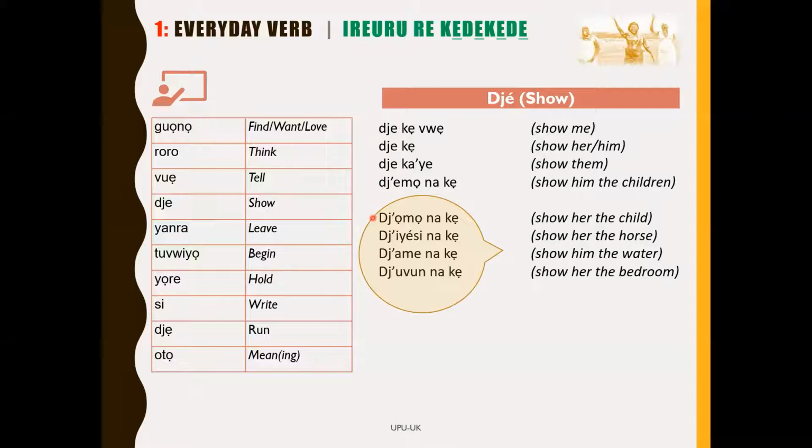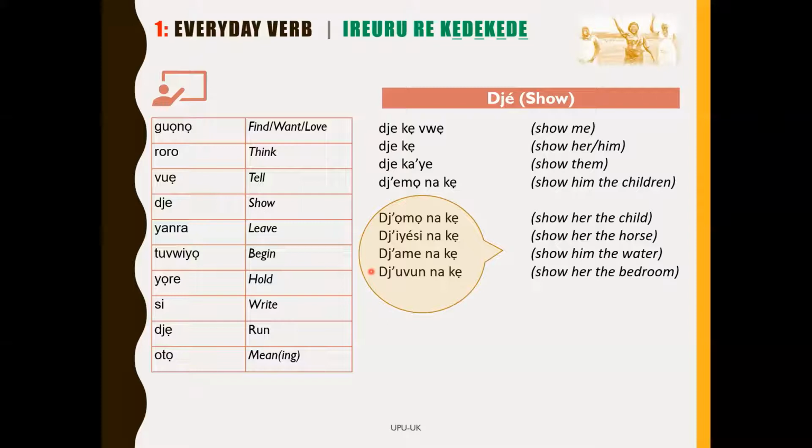Child, gomo nake. Similarly, when you have another subject that begins with a different vowel, as in the case of a horse, which is yesi, it becomes giyesi nake. Giyesi nake. Let's deal with water. Water is ame. Ame begins with the letter A. Gamenake. Gamenake. Show him the children.